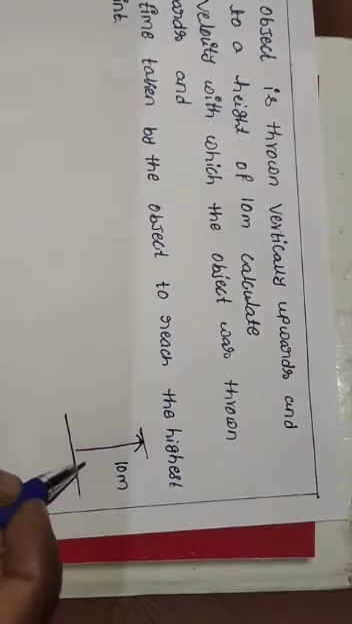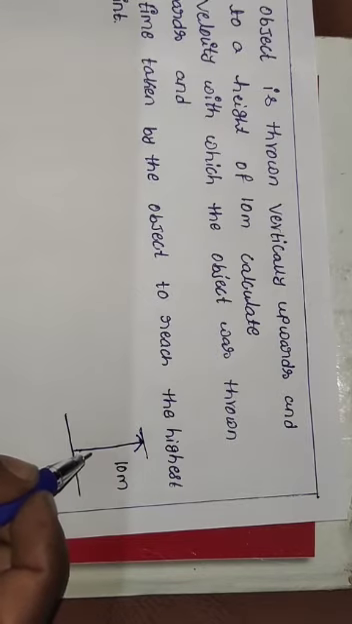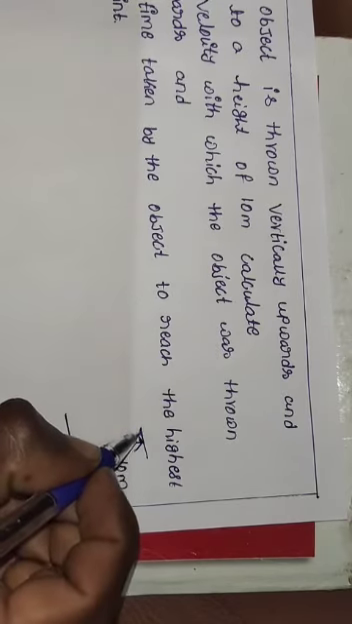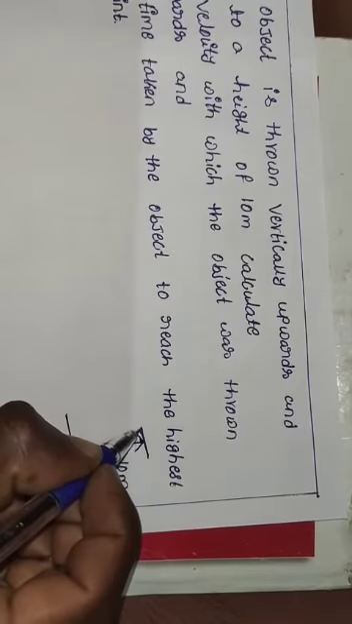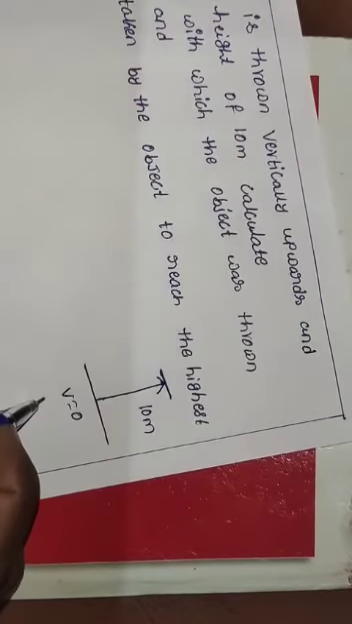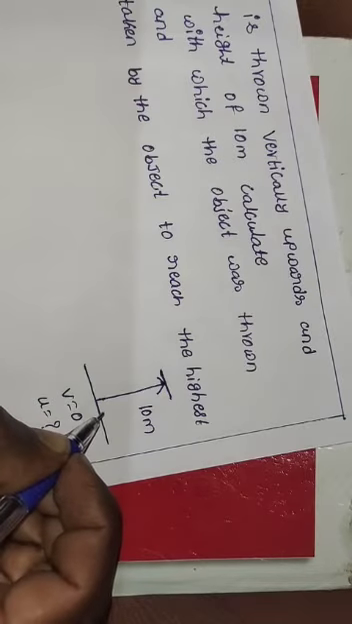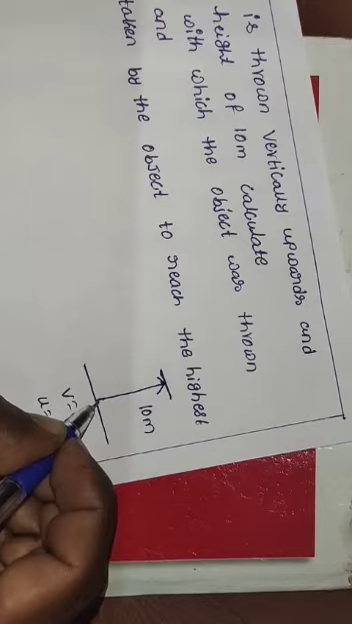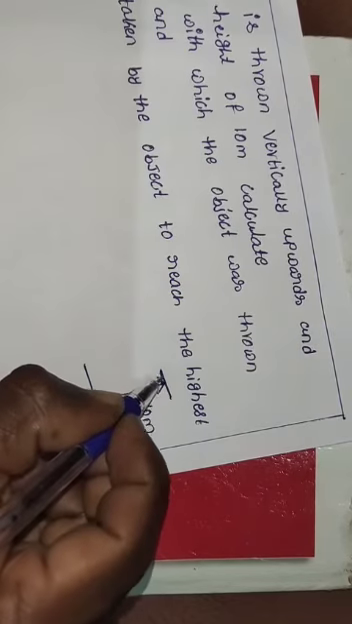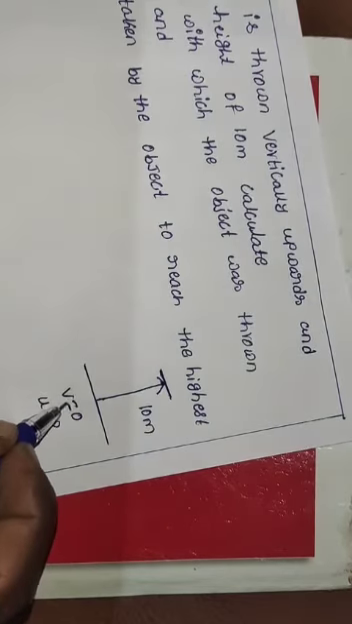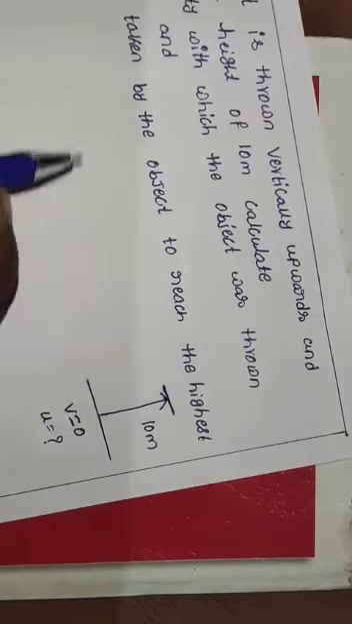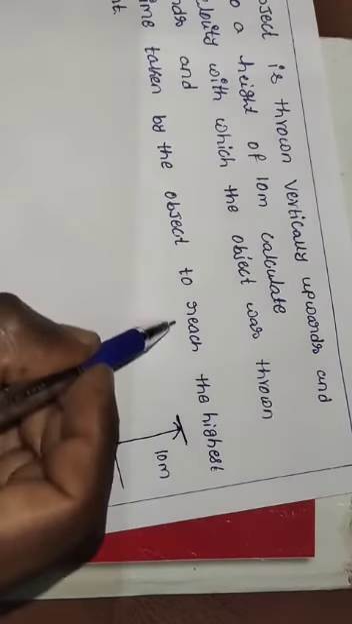When the object is thrown upwards, it has some initial velocity, and finally it reaches some height and comes to rest. It means the final velocity v is equal to 0. Now we have to find the initial velocity. When we throw upwards, it reaches a certain height and finally comes to rest. It means velocity v is equal to 0.